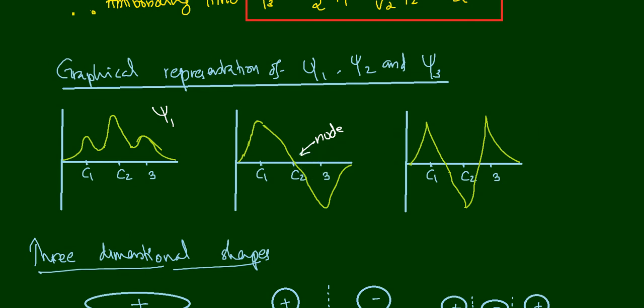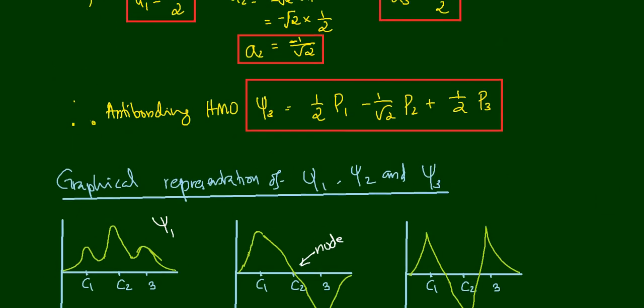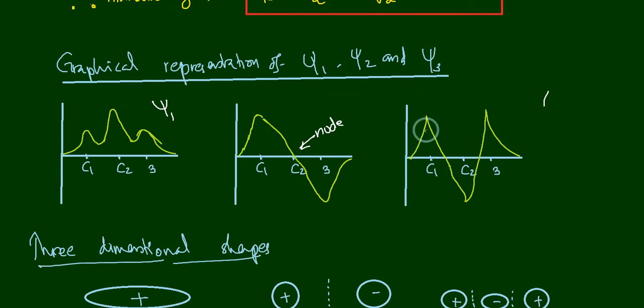And what about the expression for psi 3? The psi 3 expression is 1 by 2 P1 minus 1 by root 2 P2 plus 1 by 2 P3, right? So this has a positive coefficient, then it has a negative coefficient, and it has a positive coefficient. It is obvious here also, okay? So you can see that in the graphical representation here, it is positive in place of C1 and C3, but it is negative in place of C2.